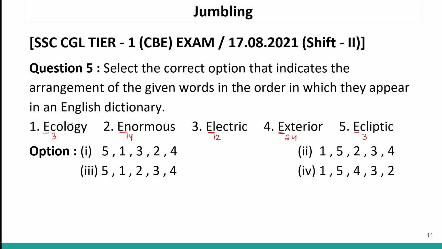So now we have to look at the next letter in the first word and the fifth word. The next letter is O, which is 15. And over here, the next letter is L, which is 12. So obviously 312 will come before 315. So the correct logical order will be, the first will be eclectic. Then the next word will be ecology.